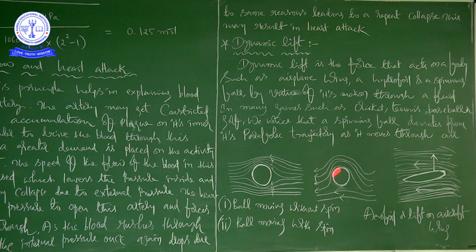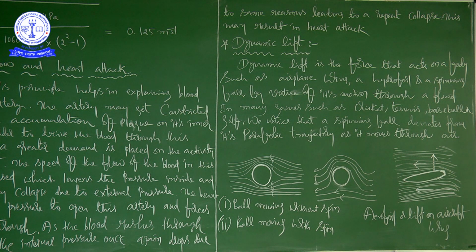Ball moving with spin. See here. If you observe this picture carefully, a ball which is spinning drags air molecules along with it. If the surface is rough, more air will be dragged. And you can see here the streamlines of air for a ball which is moving and spinning at the same time.